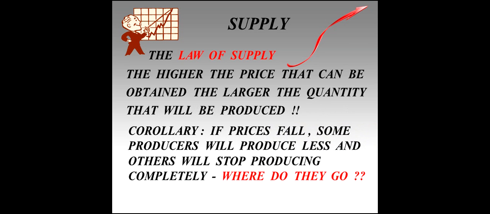There is a corollary to this law of supply, and it reads as such. If prices fall, for example, down to that price level of 1 that we just saw in the chart, some producers will produce less and others will stop producing completely. So the question is, where do they go? Where do these producers that stop producing go off to?